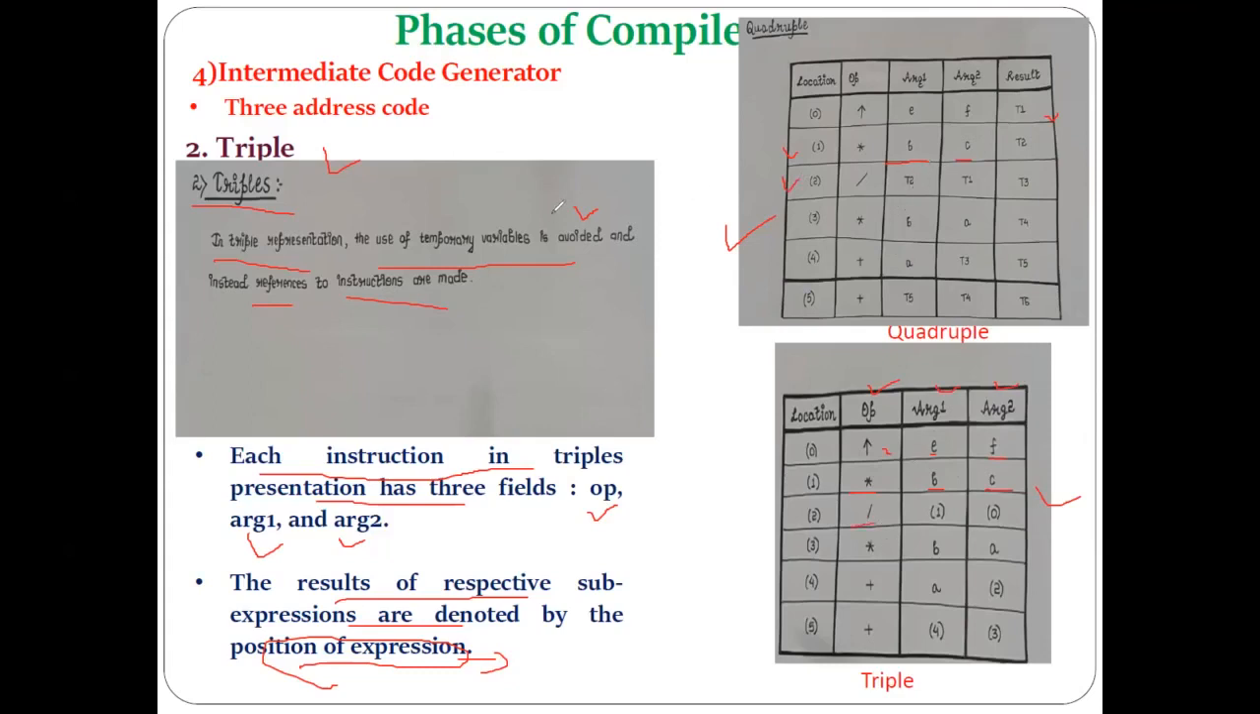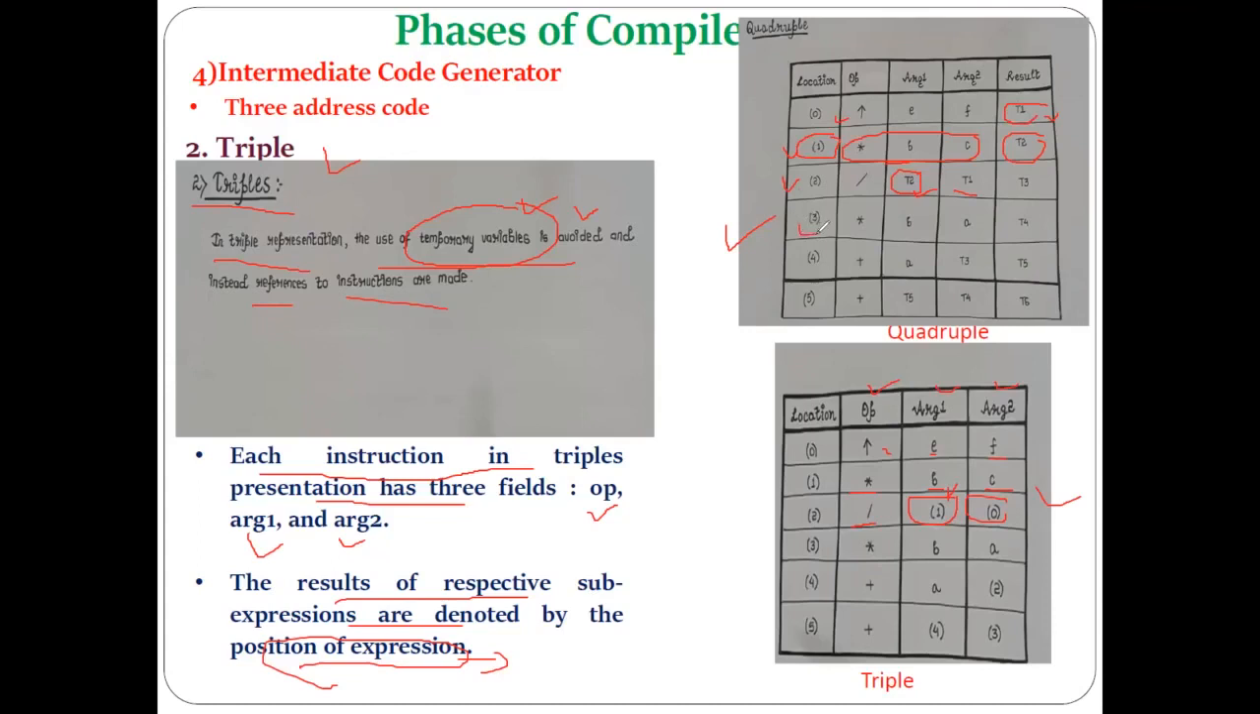Now here, as I said, in the case of the triple, temporary variables are avoided. That is one of the disadvantages of the quadruple: lots of temporary variables are generated and they have to be shown in the symbol table. So here we avoid the use of temporary variables in the triple representation. How do we do that? Instead of writing T2 in the triple, we write the position as a reference number. Where is T2? Here. T2 contains the result of B into C. Instead of writing T2 there, we write its position number, so here we write 1. Instead of T1, we write its position number; here is T1, and its position number is 0. That is the reason we write 0.